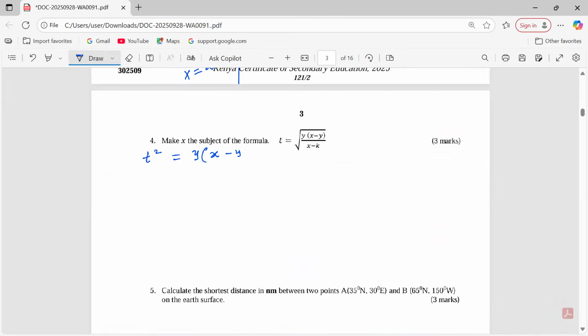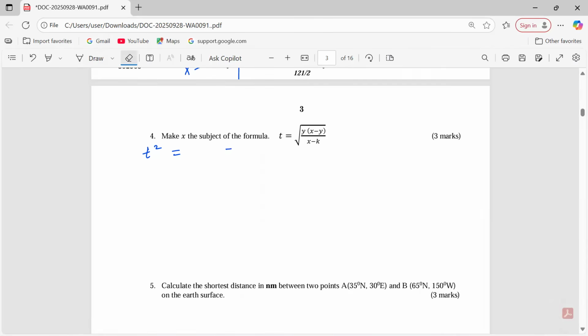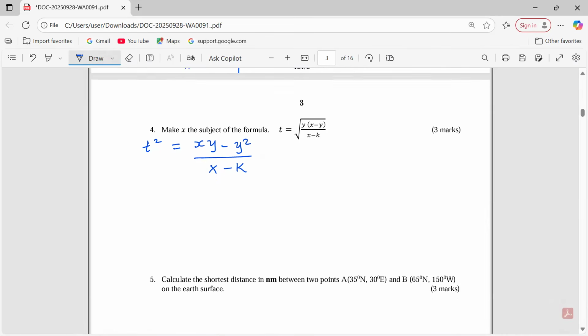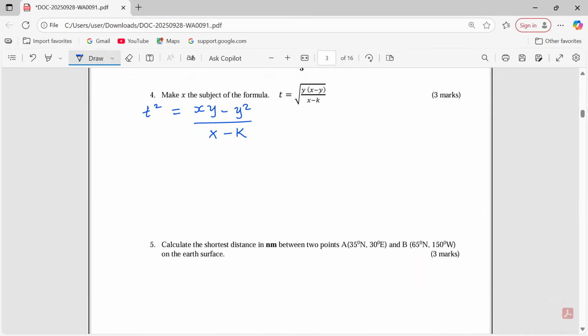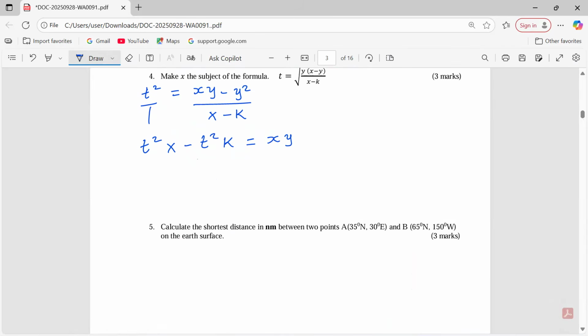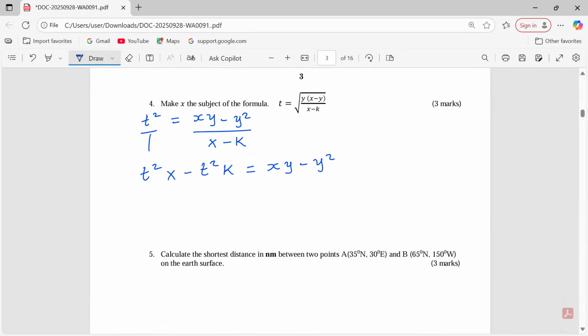Actually, to save on the steps, I can even expand now at this early stage: xy minus y squared over x minus k. We are making x the subject. I can see 2 terms with x. Let me cross multiply so that I have t squared x minus t squared k equals xy minus y squared.